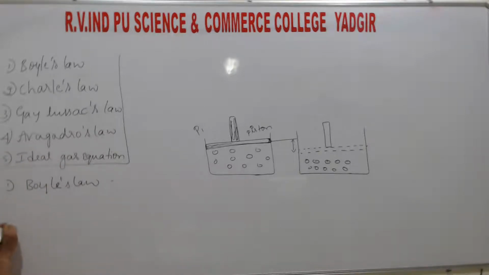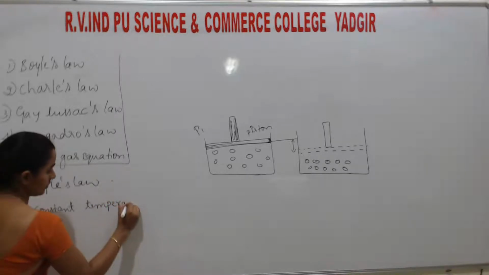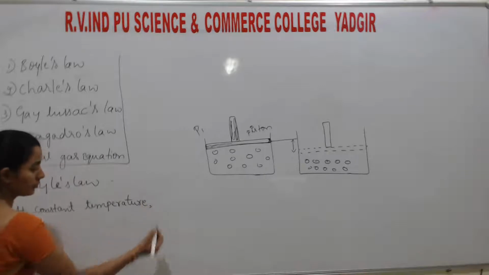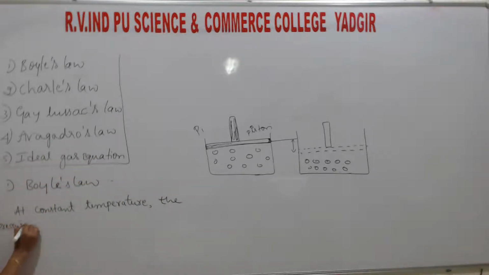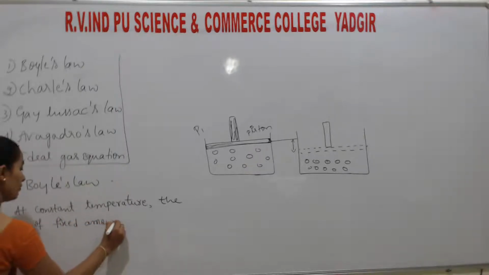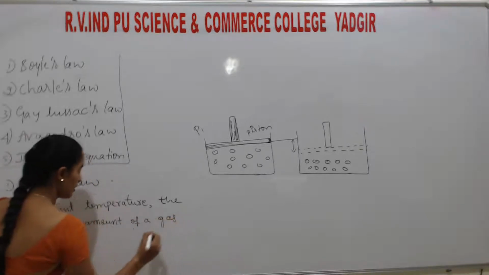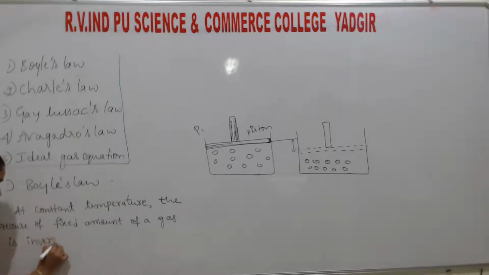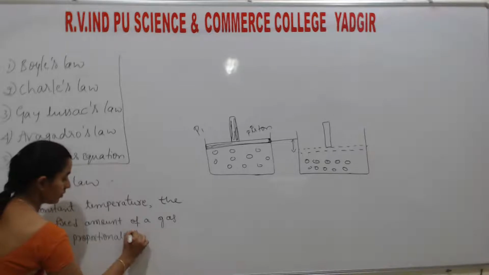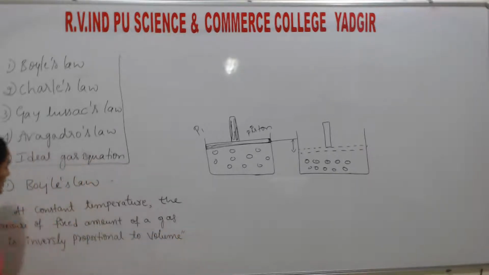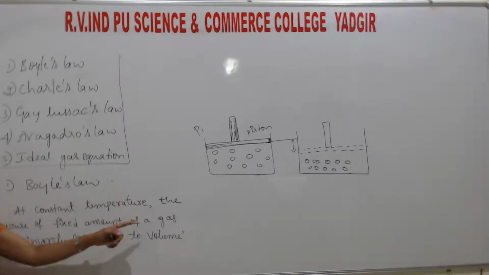Understand? I'll write the explanation statement, that is very important. At constant temperature, the pressure of a fixed amount of a gas is inversely proportional to volume. So this is the statement of Boyle's law. What is it? At constant temperature, the pressure of a fixed amount of a gas is inversely proportional to volume.